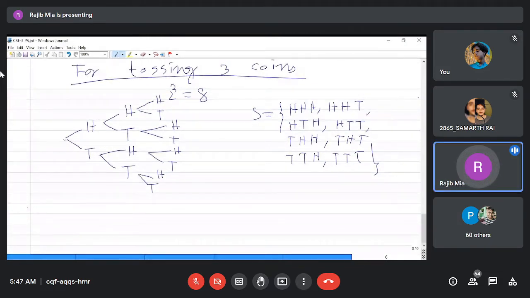For one dice, this will be 1, 2, 3, 4, 5, 6 like this. If you take 2 dice, again for each we'll have 6 branches: 1, 2, 3, 4, 5, 6. Like this, you can draw the tree for 1 dice, 2 dice.